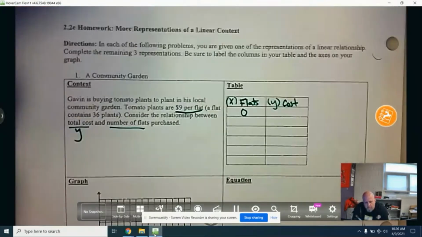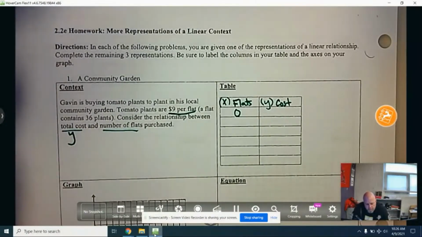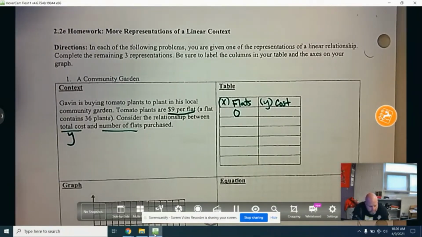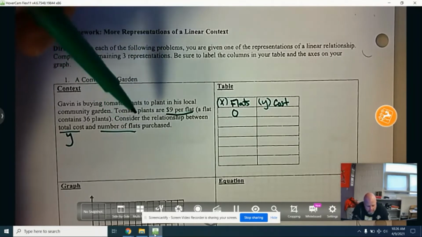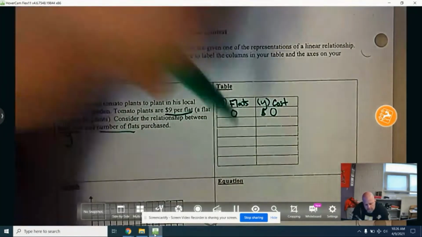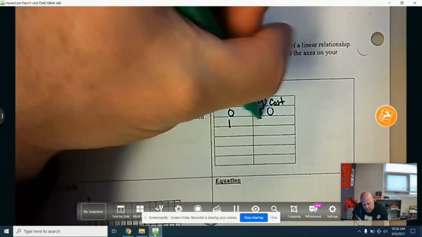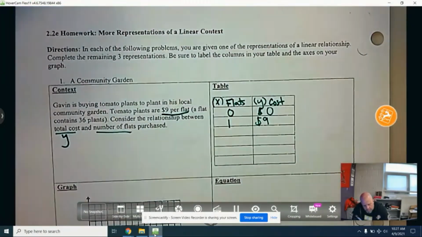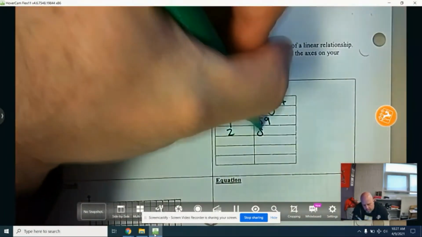I should always put in a 0 because it's important to see how the relationship is when you have 0 of something. If I have 0 flats, how much is it going to cost me? Well, in this case, you're not going to buy anything, so it's going to be $0. If I have 1 flat, 1 flat is $9 per flat, so 1 flat is going to be $9.